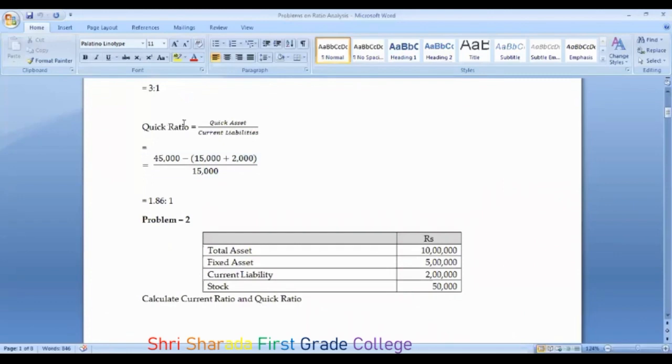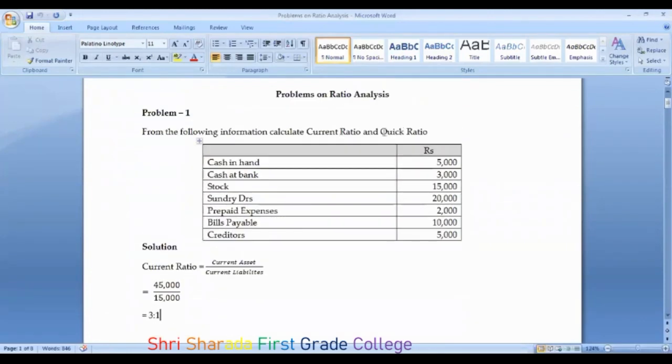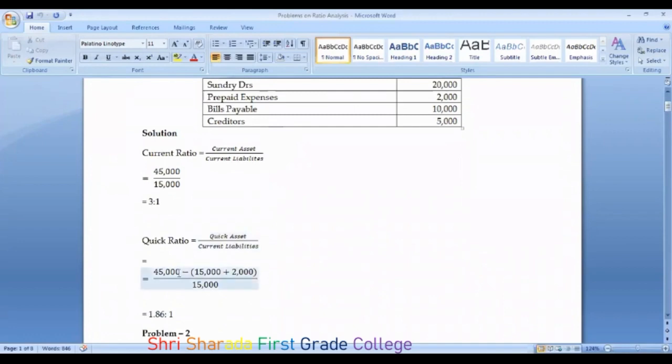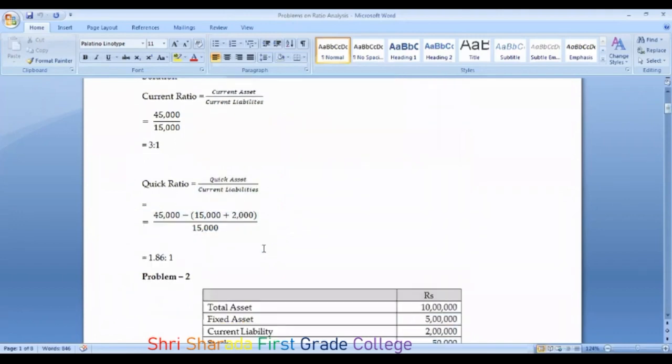Okay. So they have also asked you to calculate the quick ratio. So what is quick ratio? Quick ratio includes all the current assets except stock and prepaid expenses. So quick assets include 45,000 minus 15,000 plus 2,000, that is 45,000 minus 17,000, divided by 15,000, which includes all the current liability. So here you got 1.86 is to 1.